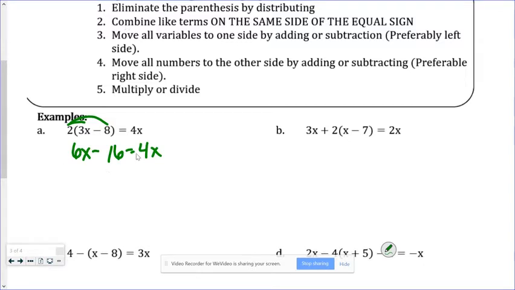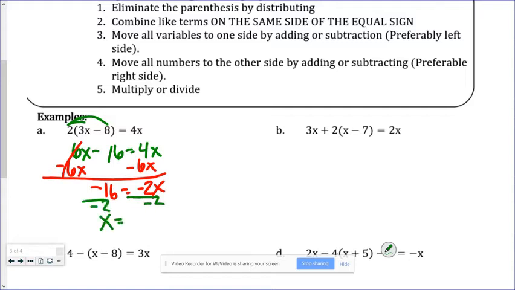We don't have any like terms to combine, so we're going to skip that. Go down to step 3, move all variables to one side. So I'm going to move this 6x over by the 4x, and then solve. Okay, so then I have negative 16 is equal to negative 2x. Go ahead and divide by the number in front of the x. So then 2 negatives, so negative 16 divided by negative 2 gives you a positive 8.